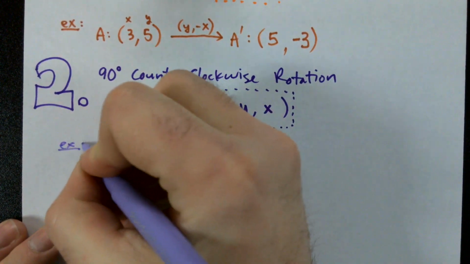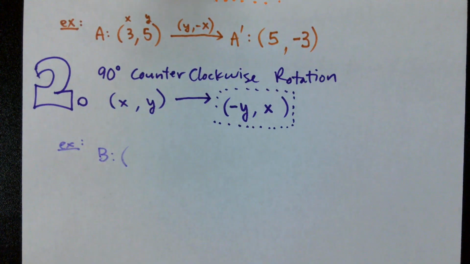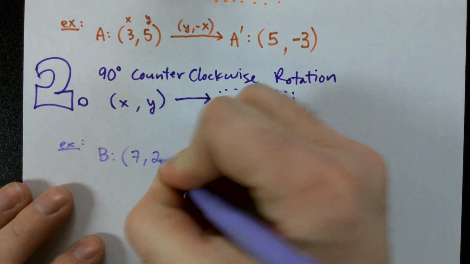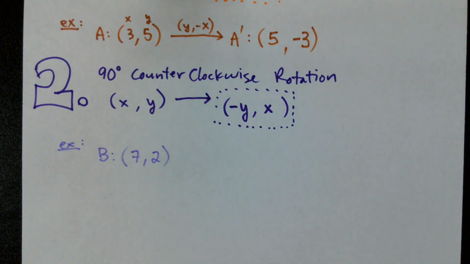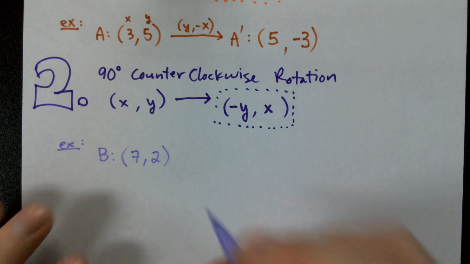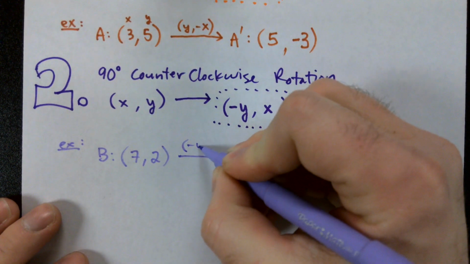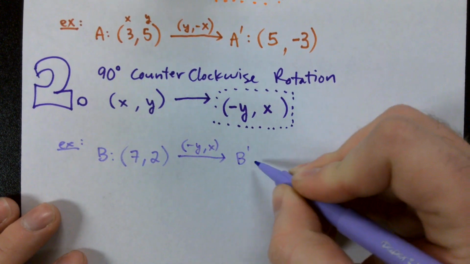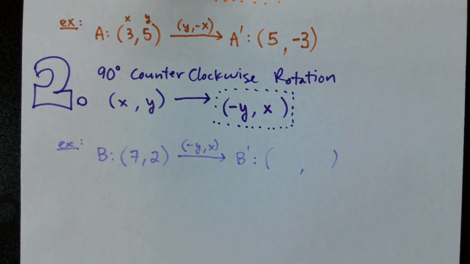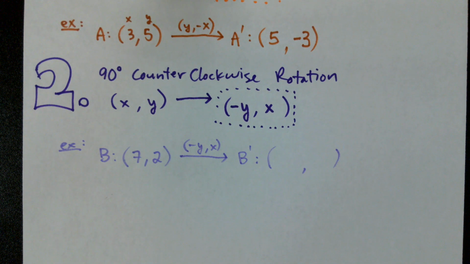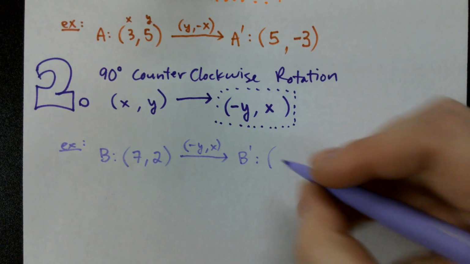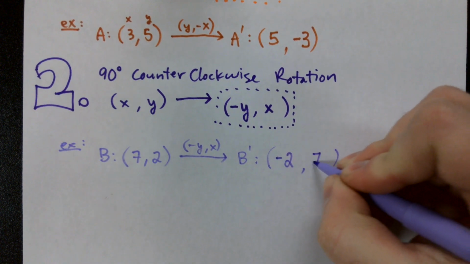For example, if we have point B at the coordinates 7, 2, and we apply the rule negative y, x, we get the image coordinates for B prime. Anyone want to take a guess at where these image coordinates might be at? I'll give you guys a minute to think, but if you want to take a guess, let me know. Yeah, Wamiko. Exactly. Negative 2, 7.